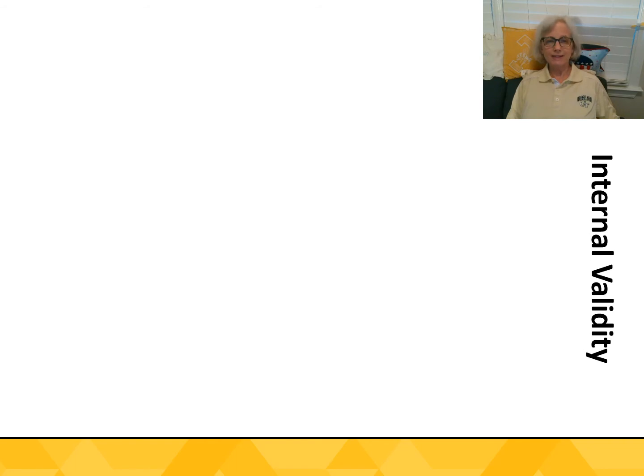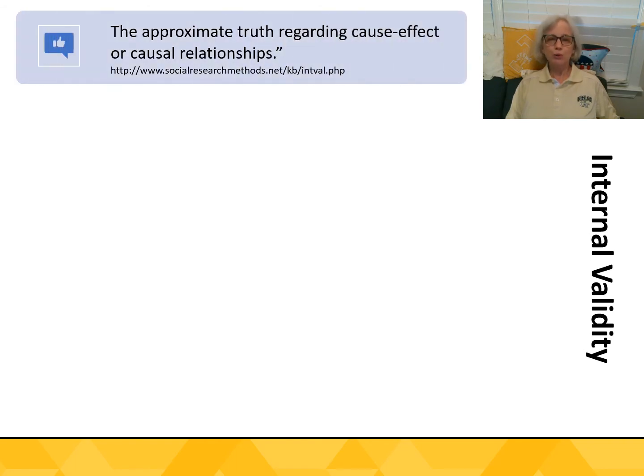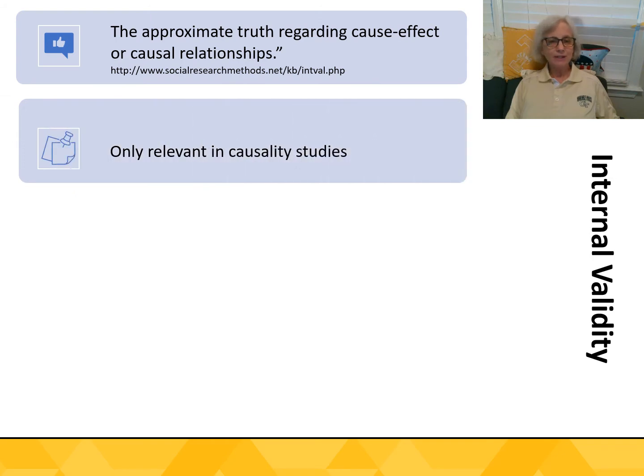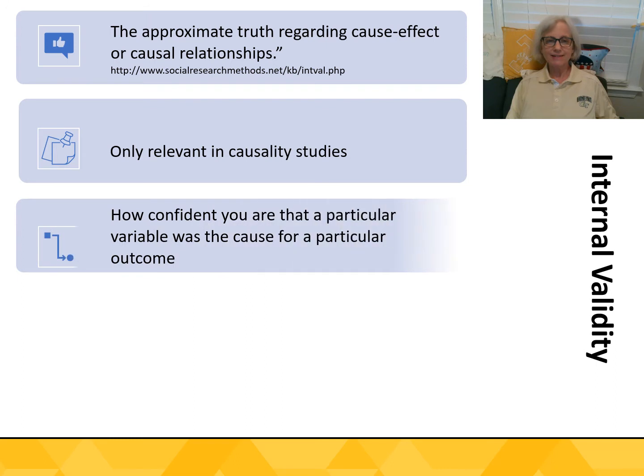Internal validity is the truth about relationships. It's only relevant when you're evaluating causality studies. Internal validity describes how confident the researcher is that a particular variable caused something else to happen and that there weren't other confounding variables that actually caused the outcome.